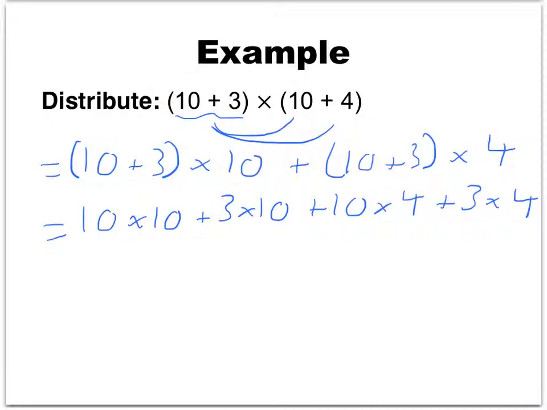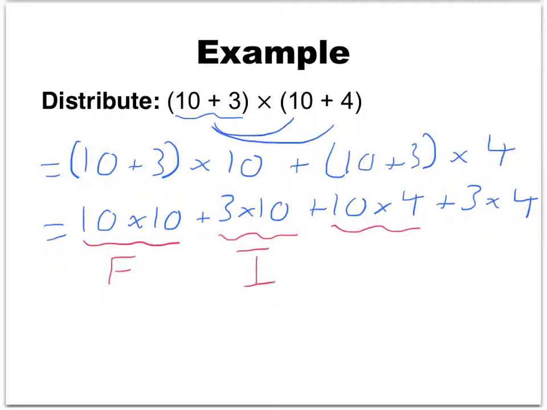Well, let's take a step back and look at what we did here. Let's look at the 10 times 10. Well, the 10 and the 10, those were the first terms in both of those expressions. So here we multiplied the first terms in each expression. Now, the 3 times 10, well, the 3 and the 10, those are kind of like the numbers on the inside. So let's write an I there for inside.